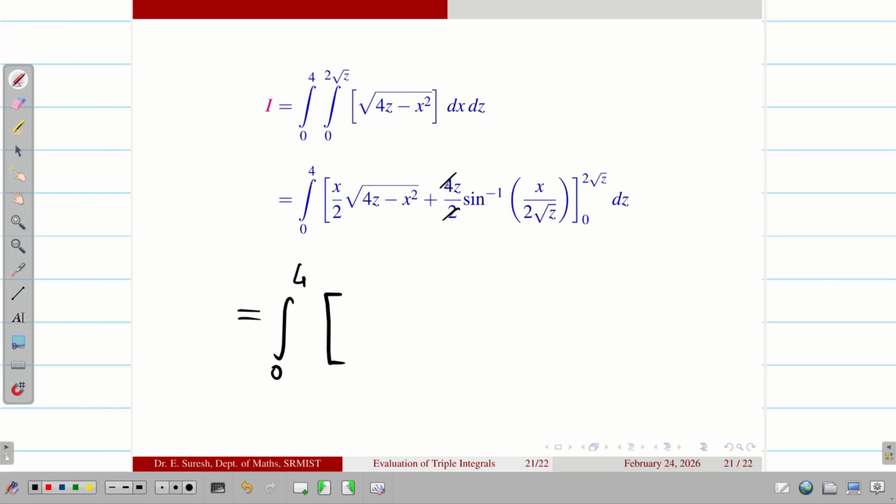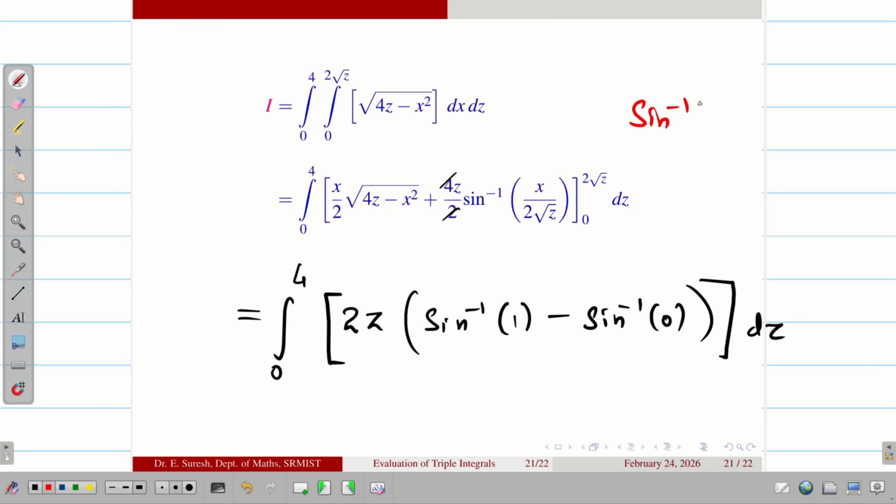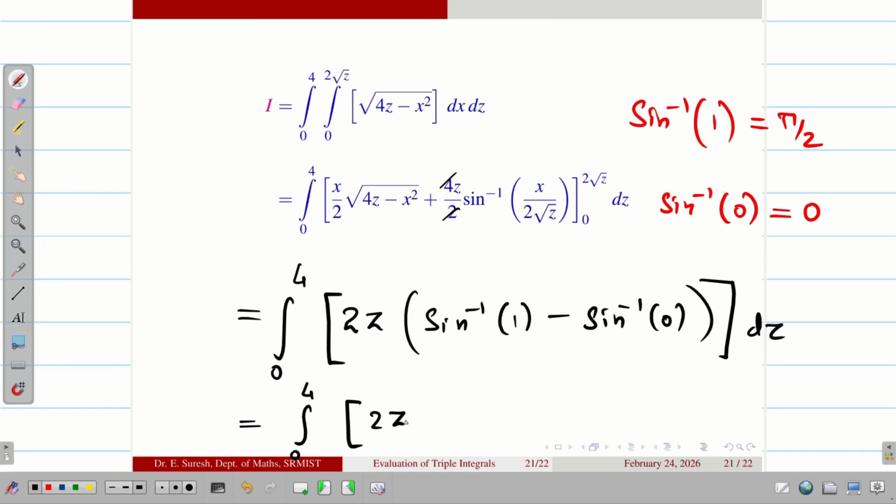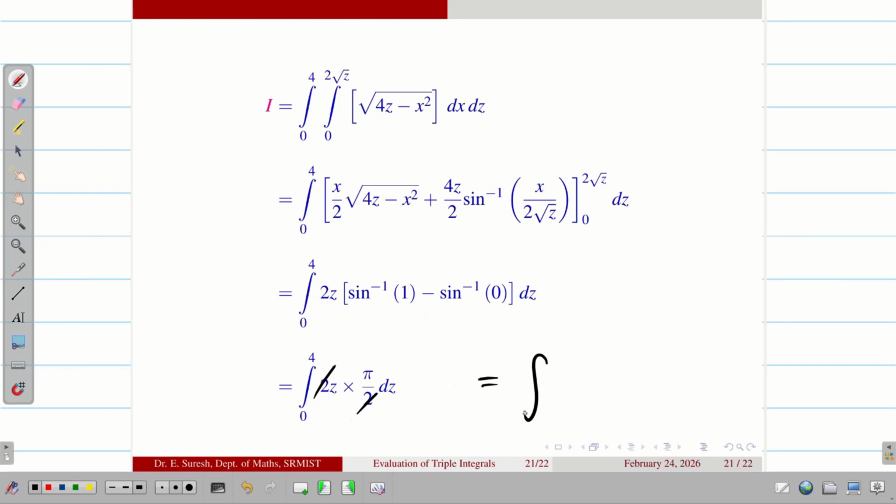So I can cancel this 2. So 2 into z. When I substitute the upper limit, 2 root z cancels with 2 root z. We get sine inverse of 1. When I substitute the lower limit, it becomes 0. And we know that sine inverse of 1 is pi by 2, 90 degrees. And sine inverse of 0 is 0. Therefore, integral 0 to 4, 2z, pi by 2 minus 0 into dz. So I can cancel this 2 and we get integral 0 to 4 pi z dz.